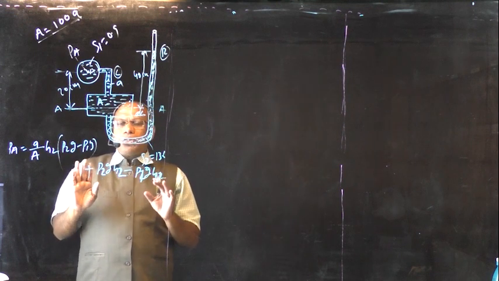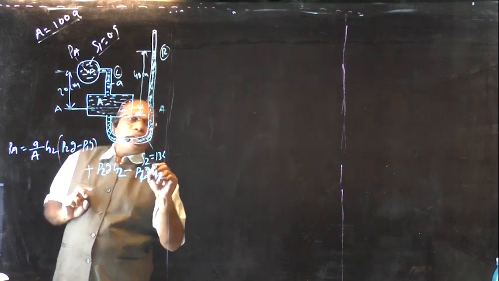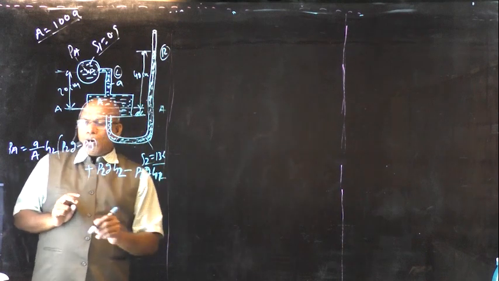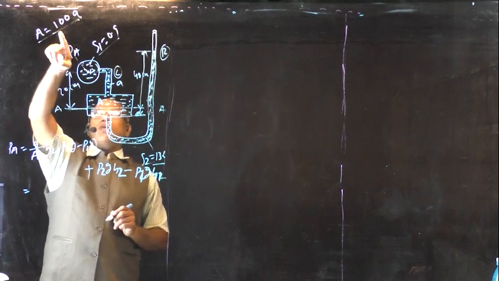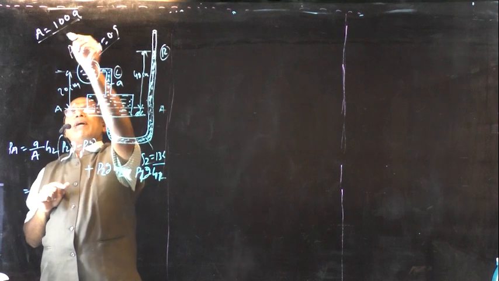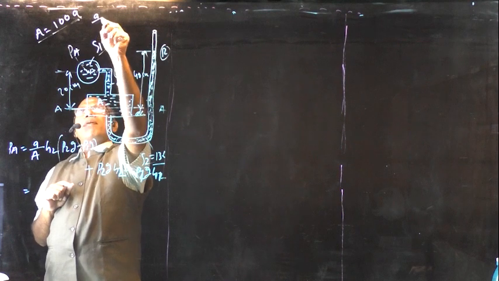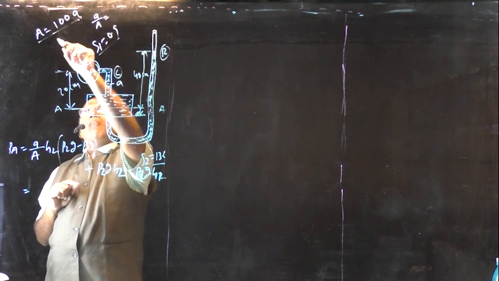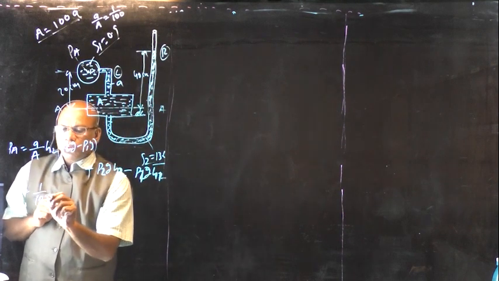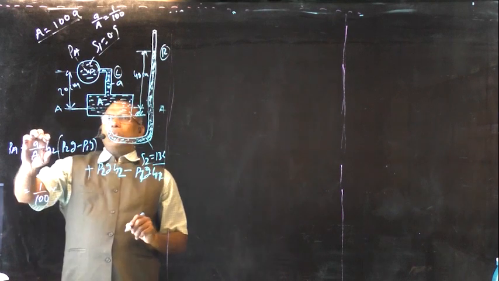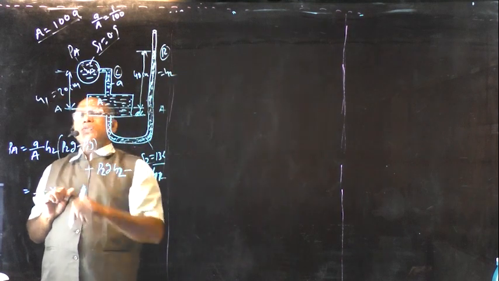Here all values are known to us. The specific gravity of the flowing liquid is 0.9. The specific gravity of the mercury is 13.6. The relation between capital A and small a is 100 times. Therefore, small a by capital A is equal to 1 by 100, into H2. This is H2, and this is H1.